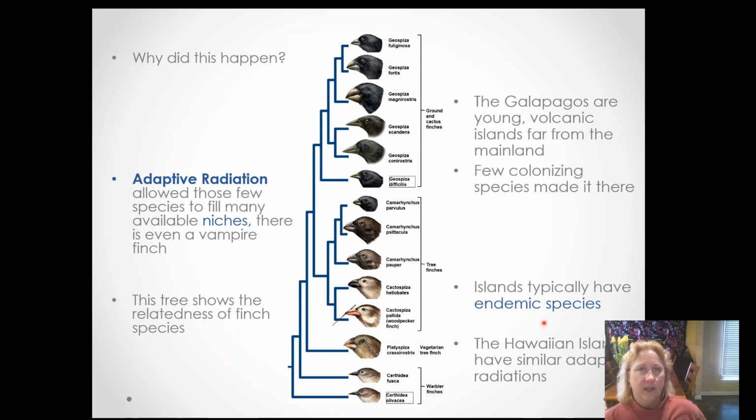The Hawaiian Islands are in some ways even more isolated than the Galapagos, being out in the middle of the Pacific Ocean. They don't have a finch adaptive radiation. Finches didn't make it there. Instead, a species from Asia, honey creepers, made it to the Hawaiian Islands, and there was an adaptive radiation of honey creepers there. And for insects, the Hawaiian Islands had a huge adaptive radiation of fruit flies.